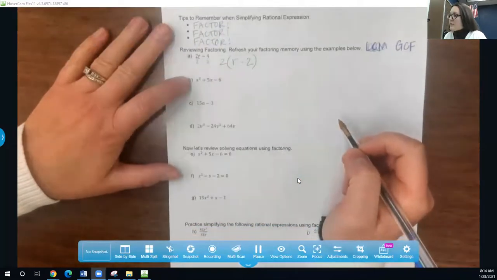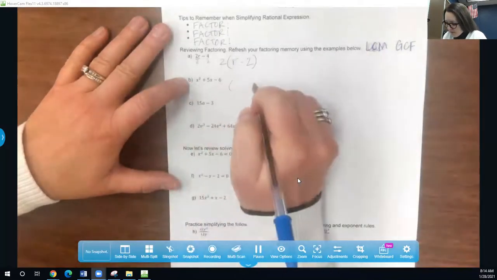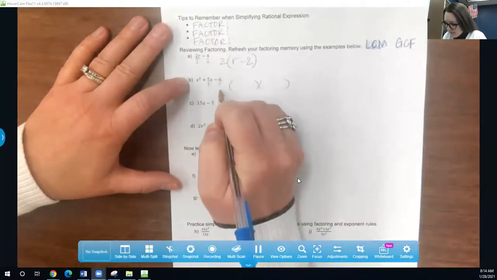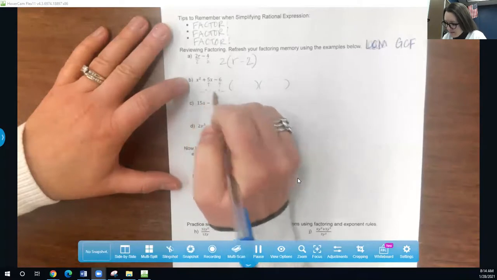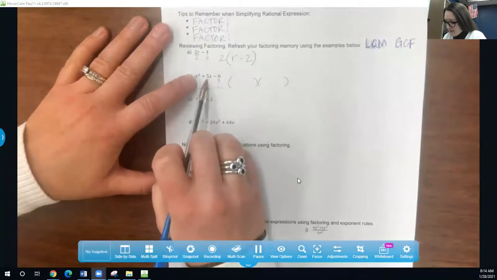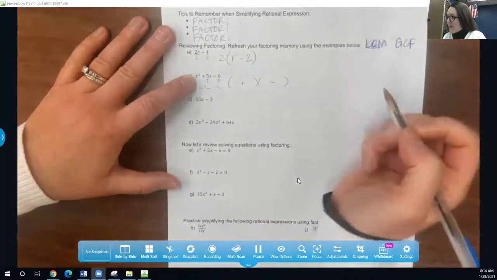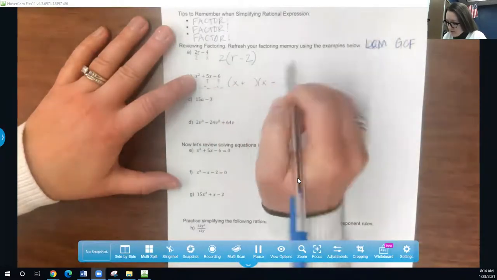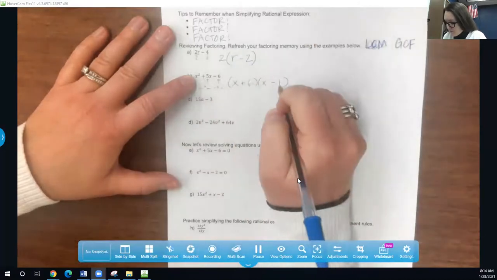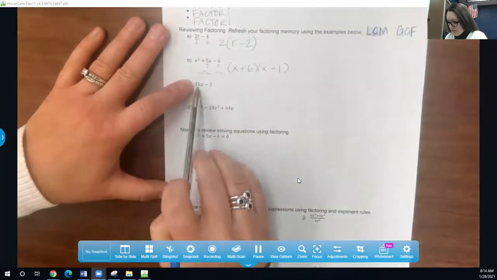Let's look at this one. This one's a trinomial, so it's going to be a little bit different. It's the opposite of FOILing. So remember, we're going to find 2 numbers that multiply to get that last one and add to get our middle term. So what multiplies to get -6 and adds to get a +5? Well, one of them has to be positive and one of them has to be negative. I know that, right? And it's going to be 6 and 1.